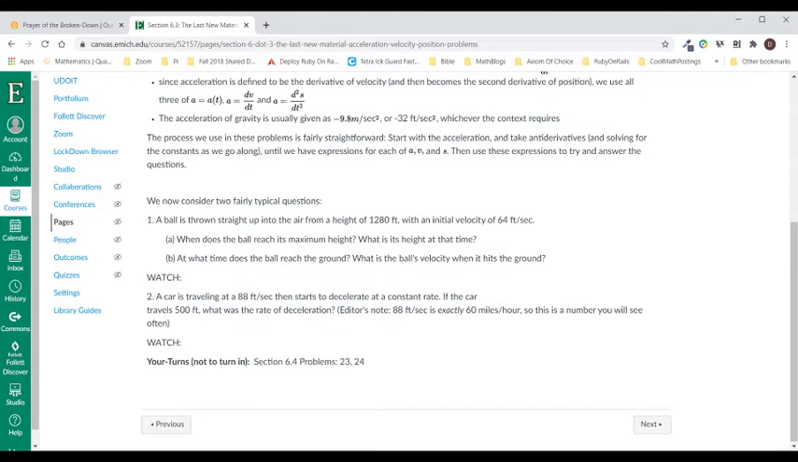It says a ball is thrown straight up into the air from a height of 1,280 feet with an initial velocity of 64 feet per second. Now notice they gave us a position, they gave us a velocity, and they start asking questions like, when does the ball reach its maximum height? What is the height at that time? Etc. Now this is an acceleration velocity position problem.